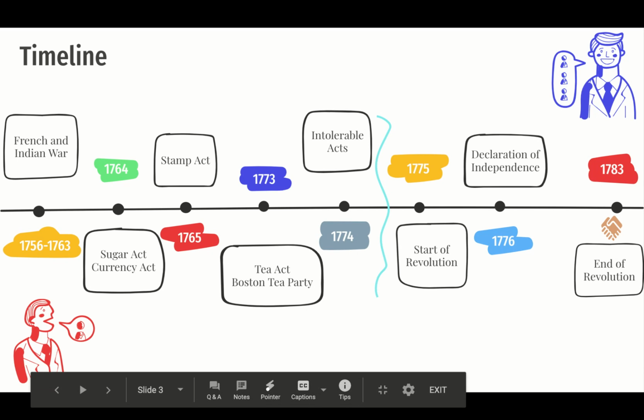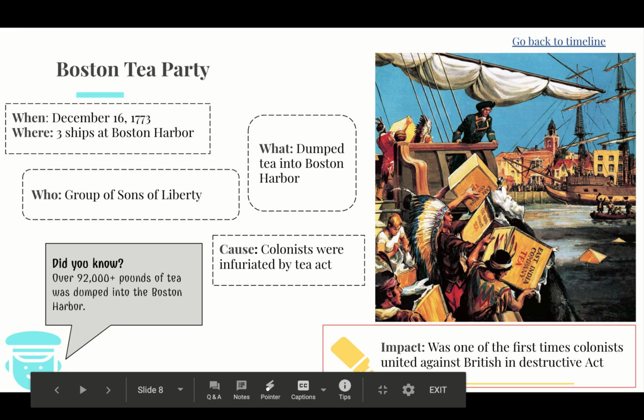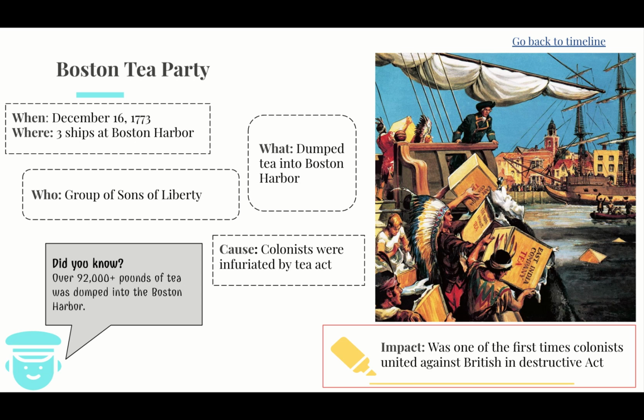That's also in 1773 because it was much closer to the Tea Act than any of the other protests were. The Boston Tea Party happened on December 16th of 1773. A group of Sons of Liberty, disguised as Mohawk Indians, boarded the three ships, the Beaver, Dartmouth, and Eleanor. They destroyed over 92,000 pounds of tea, or 340 chests of British East India Company tea, which they dumped into the Boston Harbor.